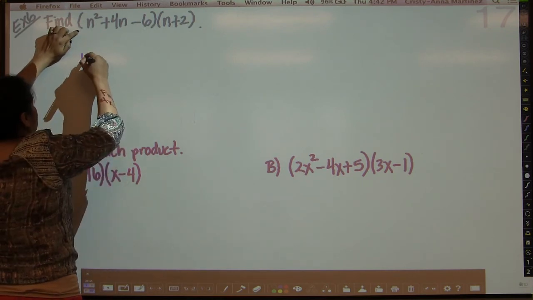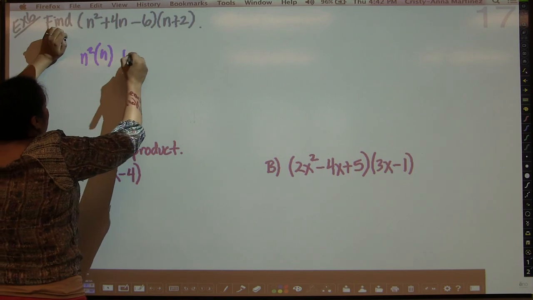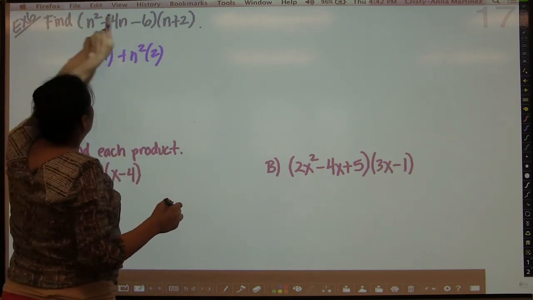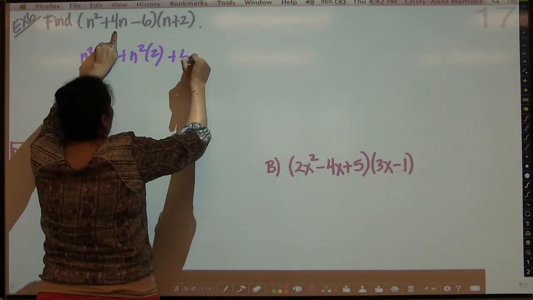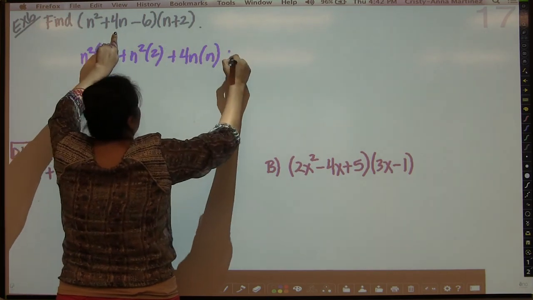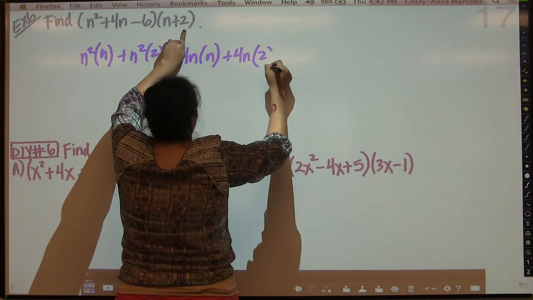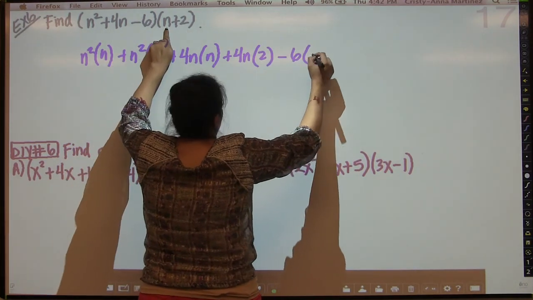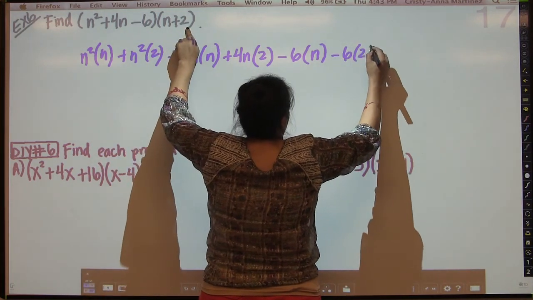So we're going to go n squared times n plus n squared times 2. Now we're going to move on to the 4. So we're going to go plus 4n times n, plus 4n times 2. Then we have a negative 6. So we're going to go minus 6 times n, and minus 6 times 2.